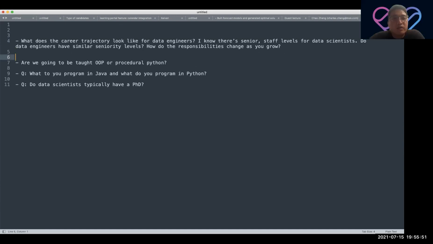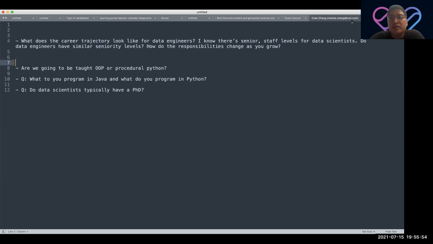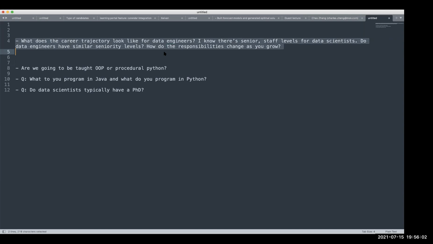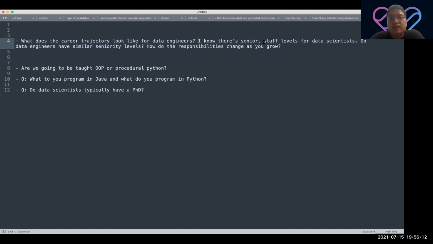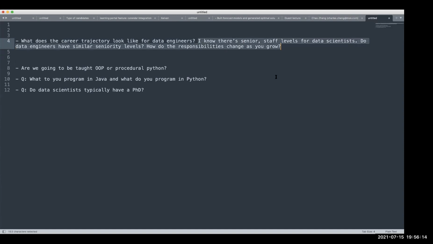What does the career trajectory look like for data engineers? I know there's senior staff levels for data scientists. Do data engineers have similar seniority levels? How do the responsibilities change as you grow? This is also a good question. I think the first question got addressed, the career path. But Pritika, do you have any insights on the seniority levels and responsibilities?